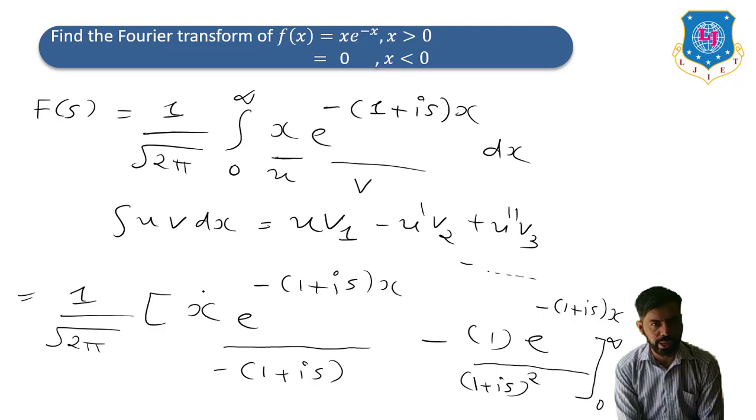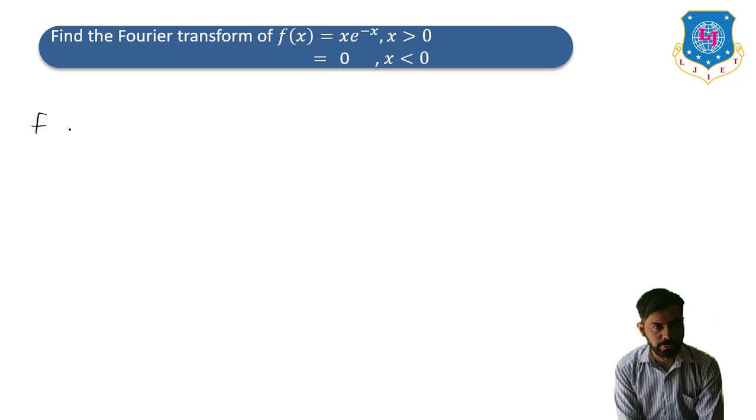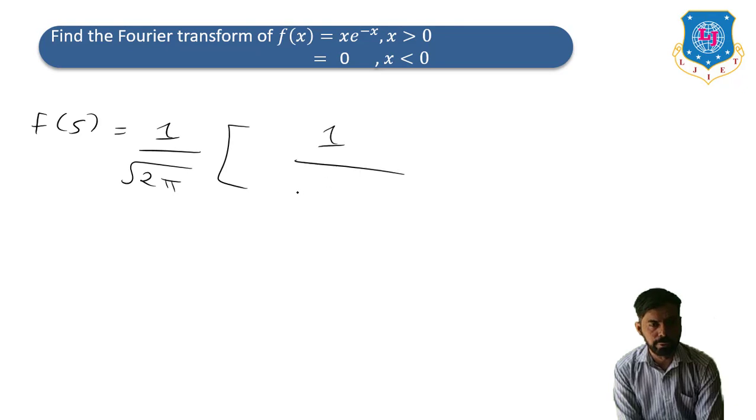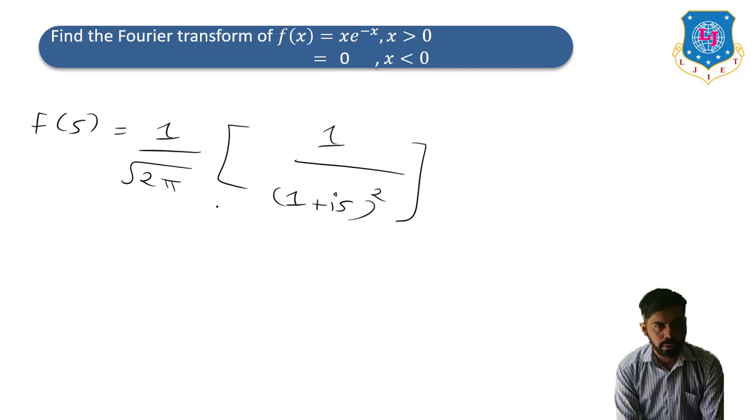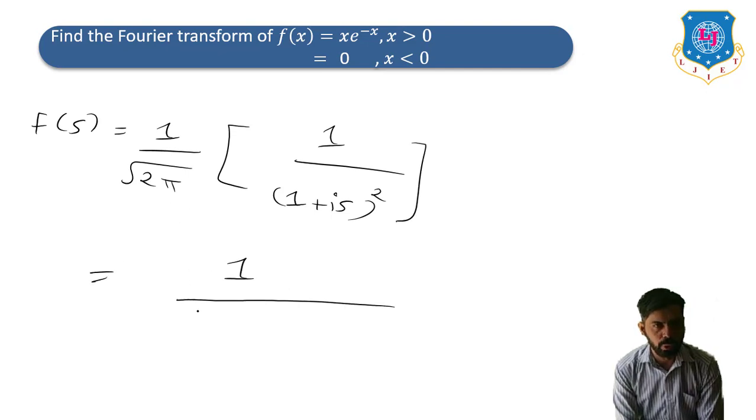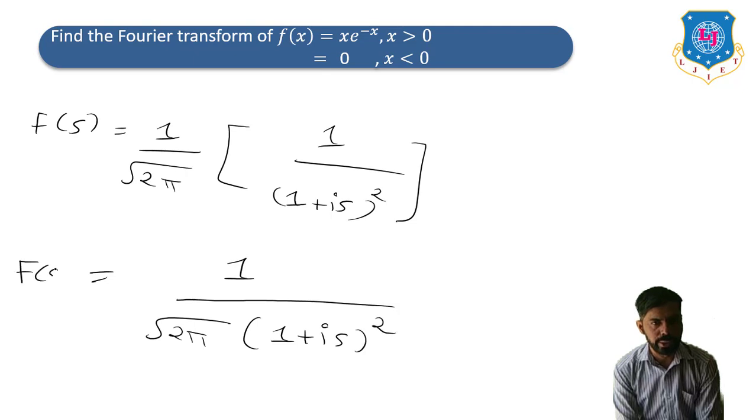So if we put x equal to 0 in this term, then this term will become 0, and here e raised to 0 is 1, and minus minus will become plus. Okay, because one extra minus will come for the lower limit. So this will be f of s is equal to 1 over square root 2 pi, 1 upon (1 plus i s) whole square. Okay, so this can be written as 1 over square root 2 pi into (1 plus is) whole square. Okay, so this is the Fourier transform of function f of x.